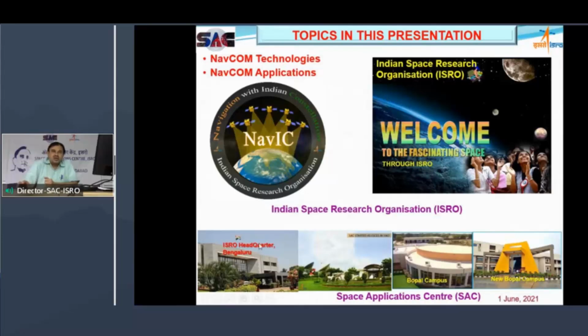At the bottom we are seeing our headquarters picture as well as some of the places where I work, that is Space Applications Centre, Ahmedabad. And some of the campuses of that, we have three campuses. I'll come to that also.